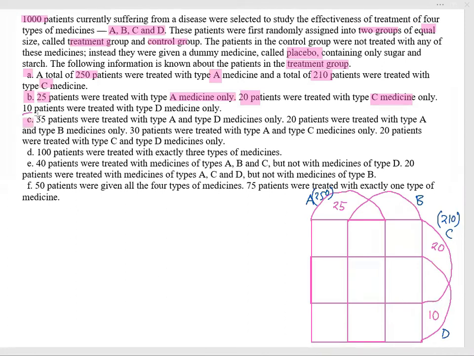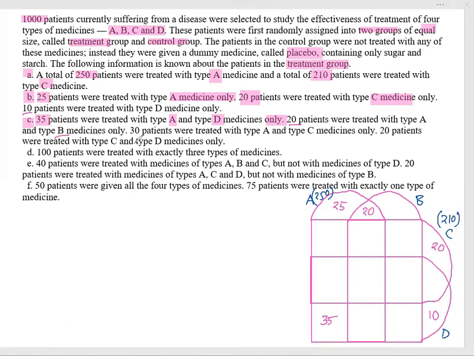Next point, C, 35 patients were treated with type A and type D medicine only. Type A and D only, that segment, that means A is this entire part, D is this entire part, but only whenever, so this is the part. And it is 35 patients were treated with type A and D medicine only. So 35 would go to this zone. 20 patients were treated with type A and type B medicine only. A and B common only will be this part. That would be 20 patients.